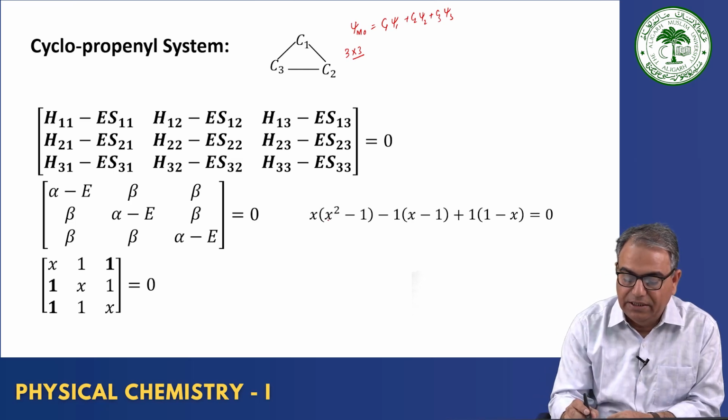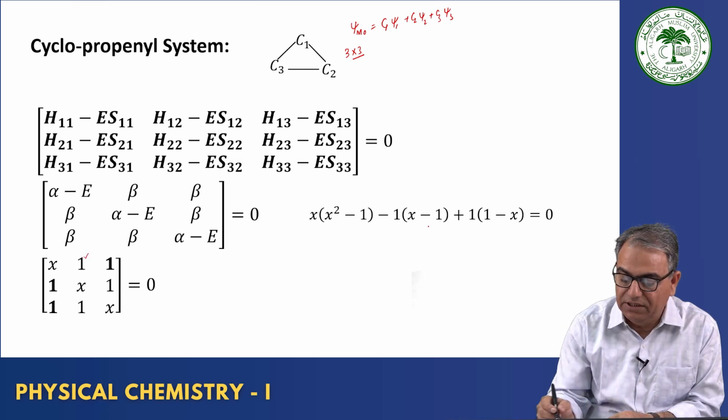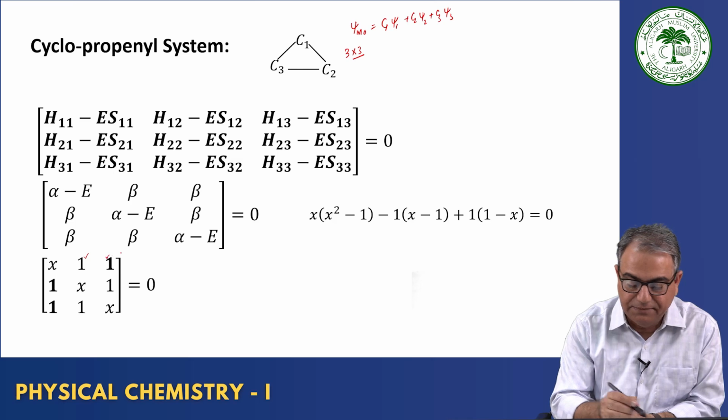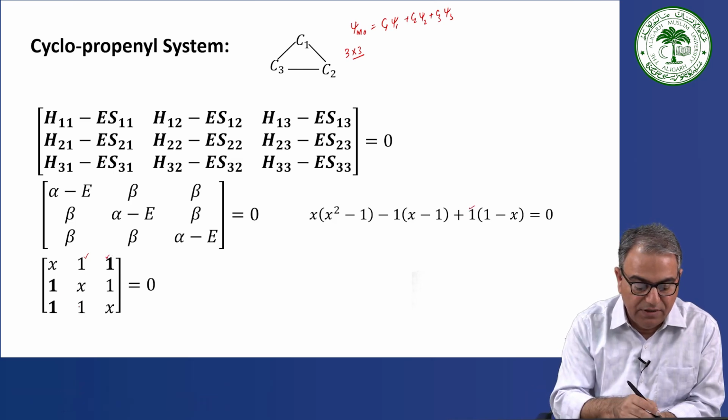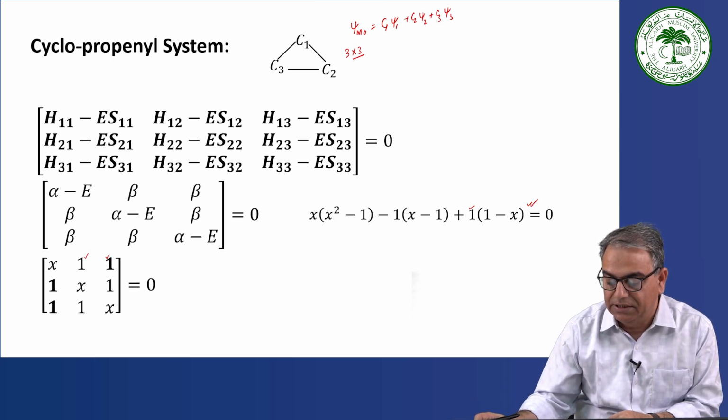X you write, then x square minus 1 in this determinant, then 1 is this one, and then you have x minus 1, so x minus 1, then plus this one is here, and then you have 1 minus x, so you get this one. Okay, this is your solution of the 3 by 3 determinant.